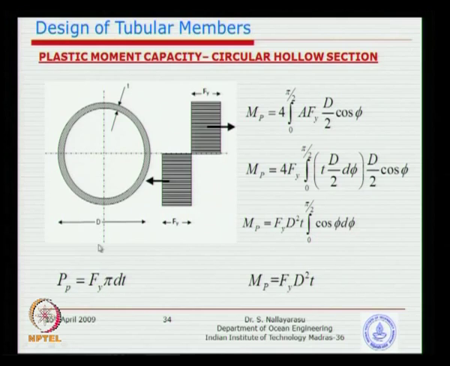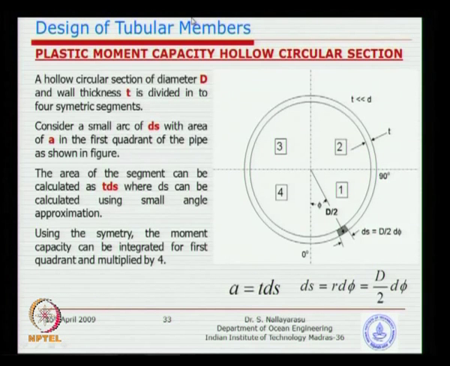The force is basically Fy times the area, which is pi times d, or you can calculate accurately using your inner diameter and outer diameter. So, you see here the division of the pipe into 4 segments 1, 2, 3, 4, and only do the calculation for 0 to 90 degree and just multiply and mirror image by 4, you will get the full capacity.